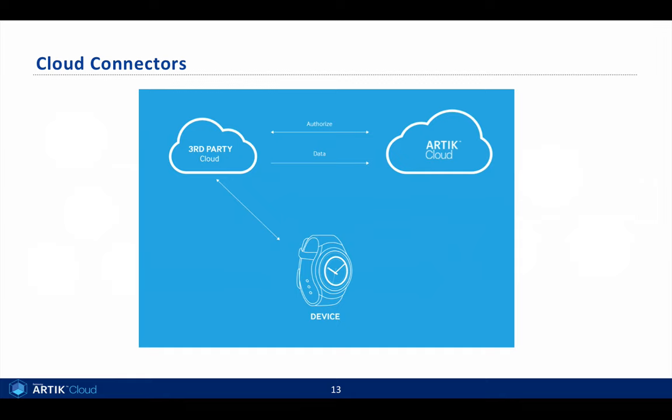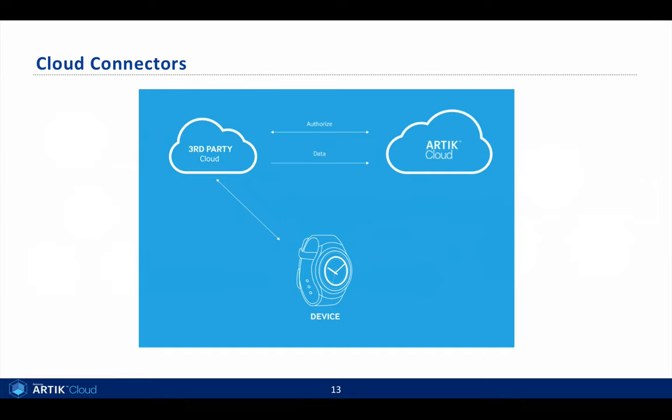Cloud connectors. As you know, the ARTIK Cloud can accept data from any device, but some devices already send data to a third-party cloud. For example, my Fitbit. Fitbit has its own cloud. So what I can do is connect Fitbit to ARTIK Cloud. The engineering team built out this amazing infrastructure called cloud connectors that enable you to connect the third-party cloud to ARTIK Cloud. And then at that point, ARTIK Cloud can retrieve the device's data sent to that cloud.